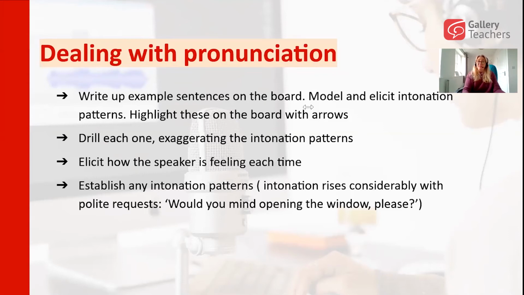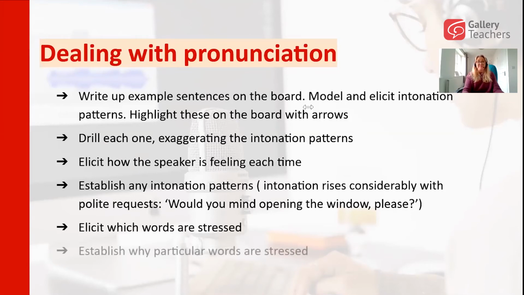You could even ask them, how is this person feeling when they say turn the music down, or they're angry? And what happens with the intonation? Well, it certainly doesn't rise. It tends to fall. Turn the music down. Okay. You could even model the incorrect intonation and ask students, what's wrong here? This could be really, really fun. Make the most of it. Make it as fun as you can. Exaggerate, exaggerate, exaggerate.